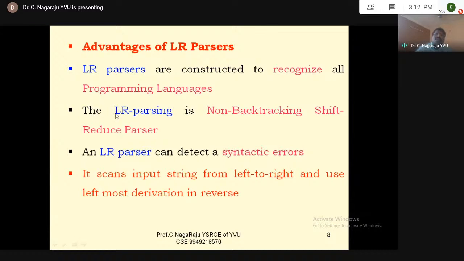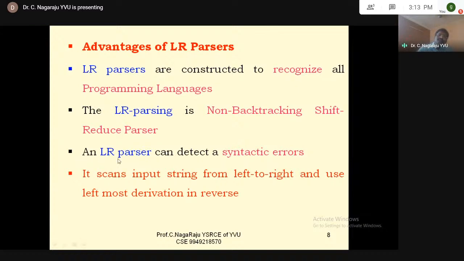The second one: LR parsing is non-backtracking and uses shift-reduce parsing. In the previous class we saw that backtracking is a very time-consuming and slow process. That's why we are eliminating backtracking. In all the bottom-up parsers, there is no backtracking.